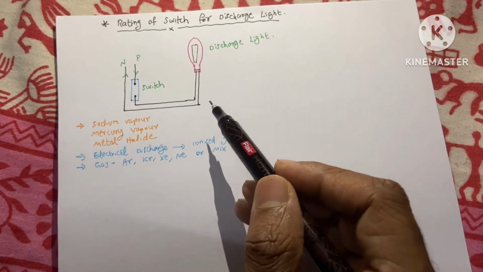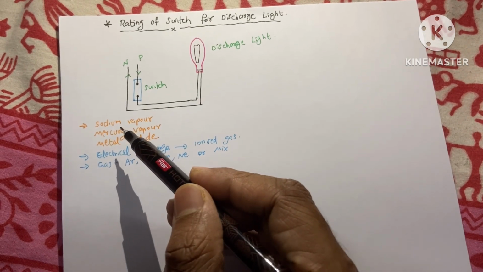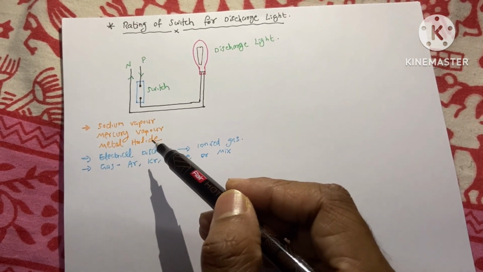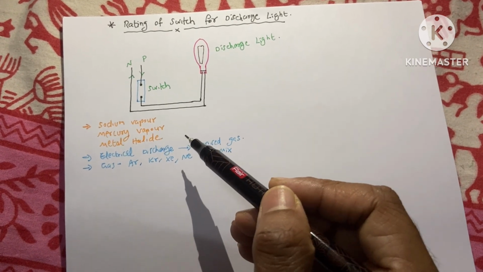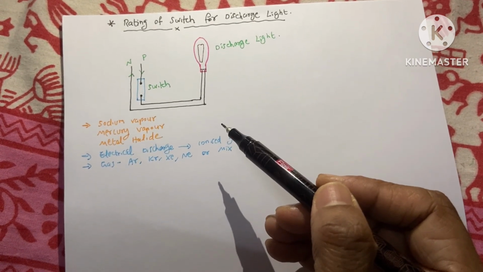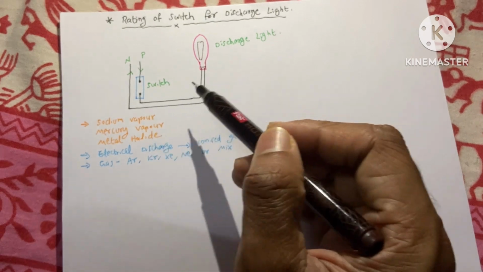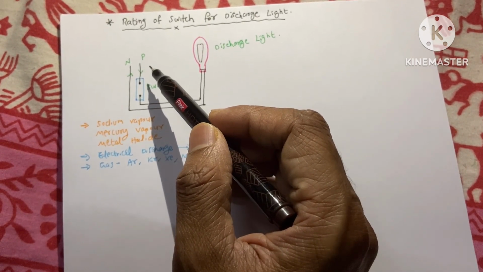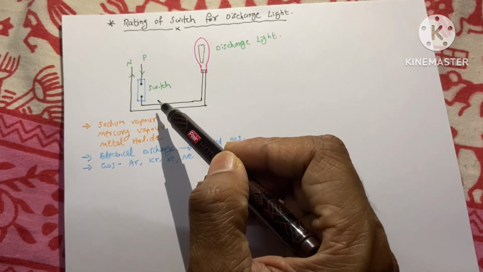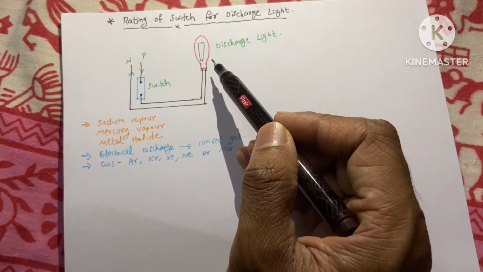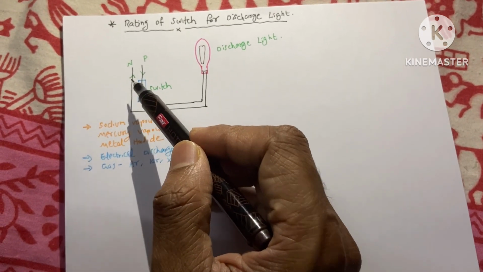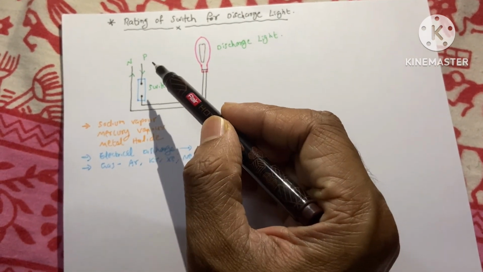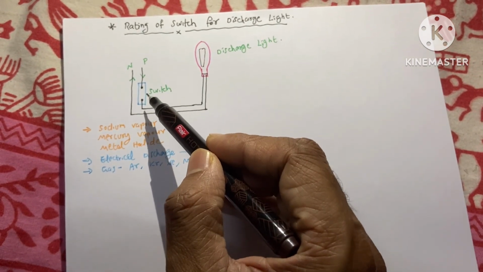The common discharge lights are the sodium vapor lamp, mercury vapor lamp, metal halide lamp, etc. There are many other lamps also. Here we have a diagram. In this one, our power supply is coming through this switch to the discharge light, and the neutral also. So here we are going to discuss the calculation of this switch.